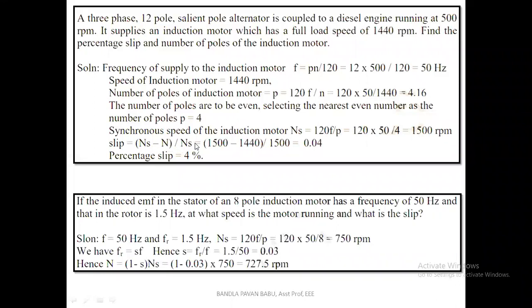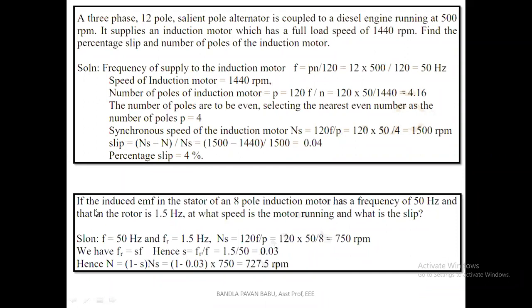What is the slip there? Ns minus N by Ns. So 1500 minus 1440 by 1500. So the slip is 4%. From this, what can we conclude? The difference between the rotating magnetic field speed, that is the synchronous speed, and the rotor speed is 4%. The slip lies between 0 and 1, and here it is 0.04. So that's about this small problem.